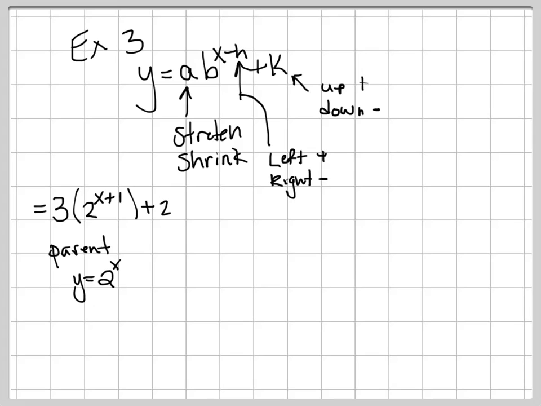So how has it changed from that parent? Remember, your parent is always going to take the form of your base, and the base here is 2. So it's easy enough to see that this is going to go to the left 1, it's going to go up 2, and it's going to be stretched vertically by 3. It would be easy to just move the graph of 2 to the x, which we already graphed. It's easy just to take that, move it left 1, up 2, but with that stretch, I'm going to really need to plot a few points.